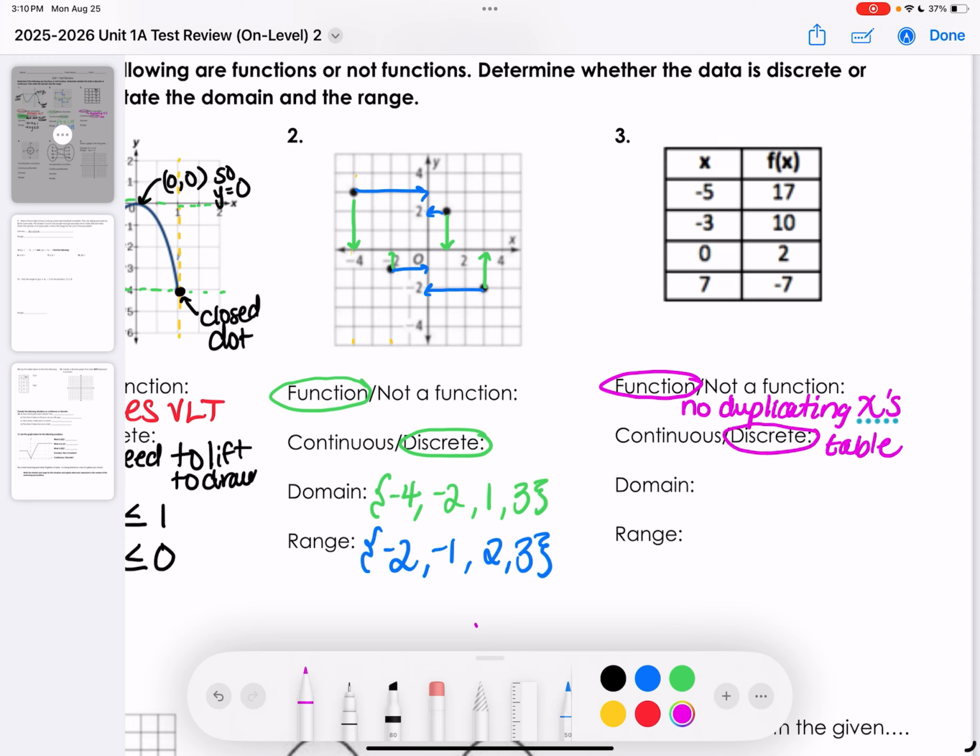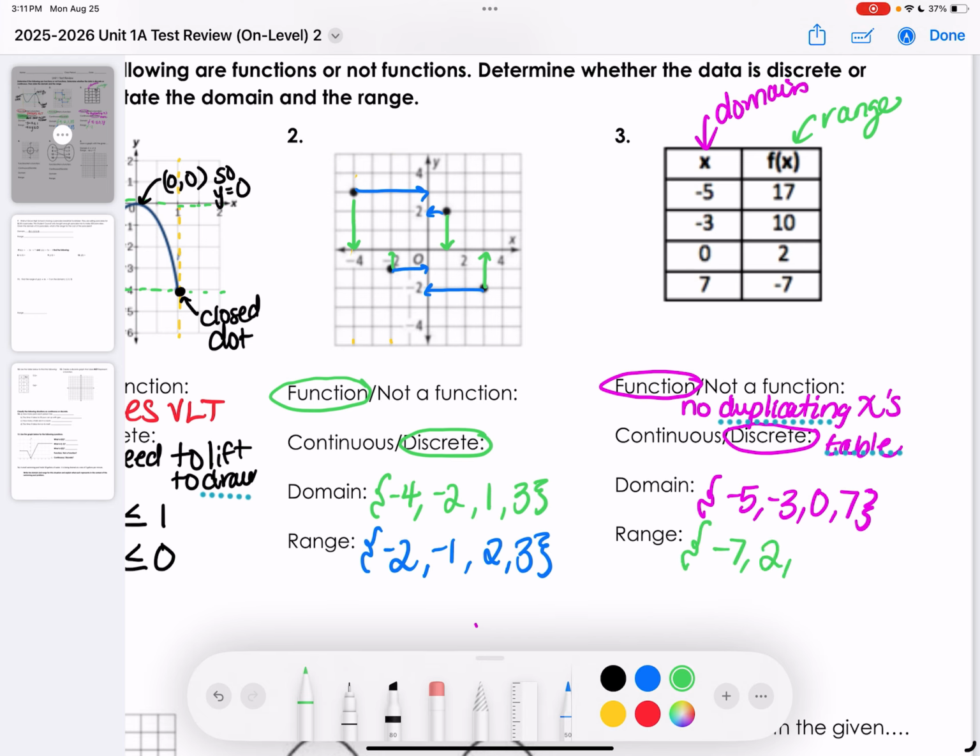The domain, all you have to do is list them least to greatest, and lucky for us, they are already listed least to greatest. So remember, domain is x values, and the range is going to be the y values. Also, again, least to greatest. This one we're not as lucky.